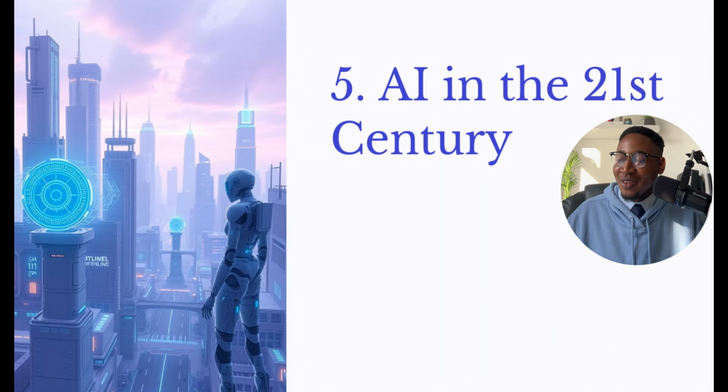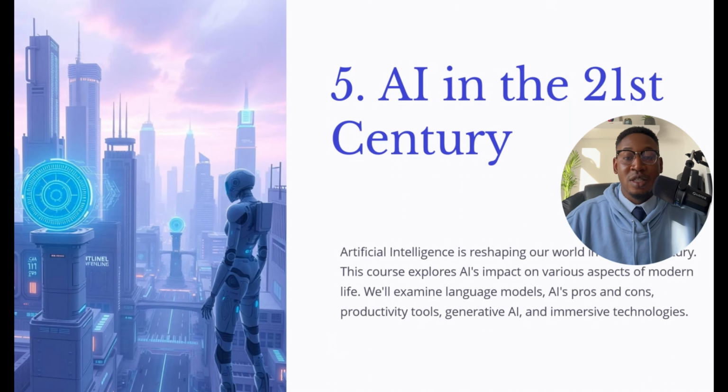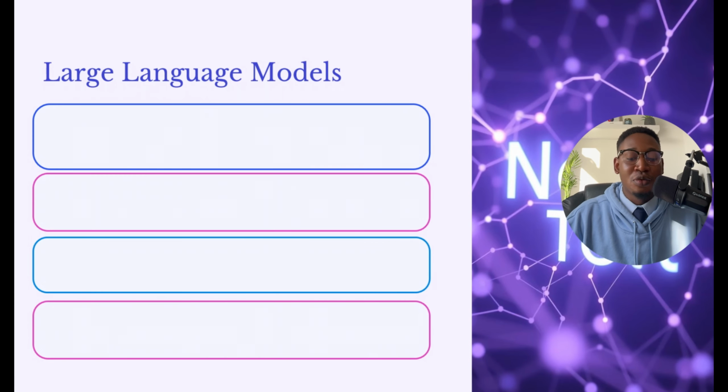We've gone from the 90s, the 50s to this 21st century, and I trust that you are really learning so much from this course. So in this chapter, we'll be exploring how AI is shaping the modern world. We'll discuss large language models, pros and cons, and productivity tools. So AI in the 21st century, we'll be talking about large language models.